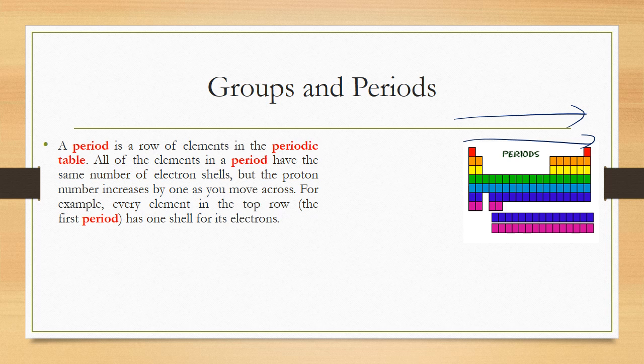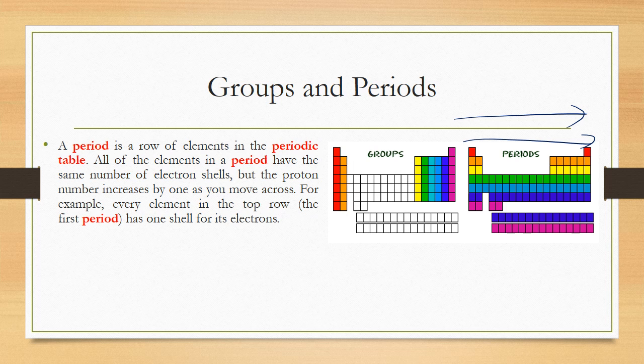Okay, so you've got hydrogen in group 1, in period 1, and also in period 1 is helium, which has 2 protons. Lithium, okay, same again, you've got 3 electrons, 3 protons. Next one is boron, 4. The proton number is increasing as you go across. So for example, every element in the top row, the first period, has 1 shell for its electrons.